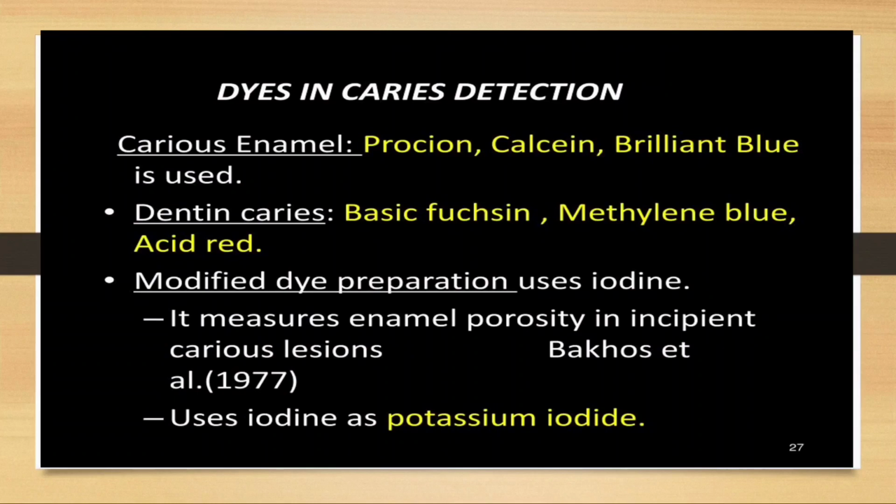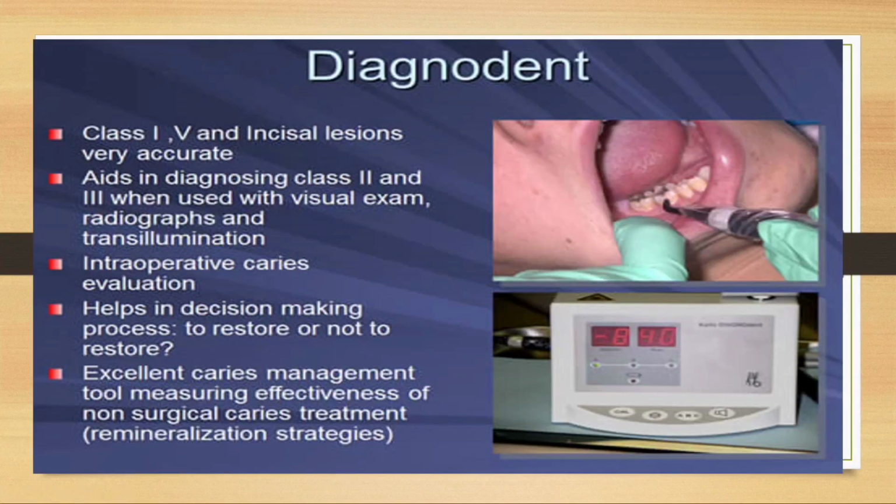So what are the dyes in caries detection? That is Procion, calcium, brilliant blue, which are used for enamel caries, dentin caries, basic fuchsin, methylene blue, and acid red. So modified dye preparation uses iodine. It measures the enamel porosity in incipient caries lesion, that is very beginning caries. So it's the white spot caries or white spot lesion. Caries has just started.